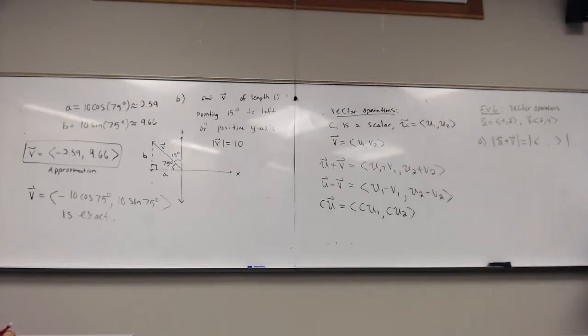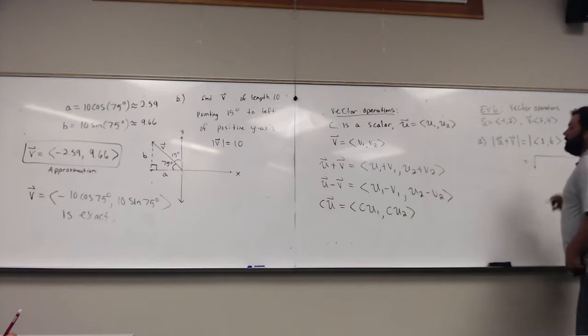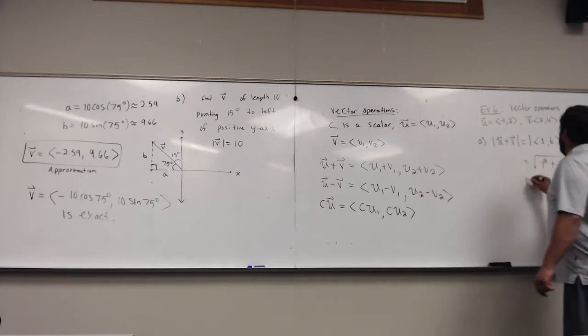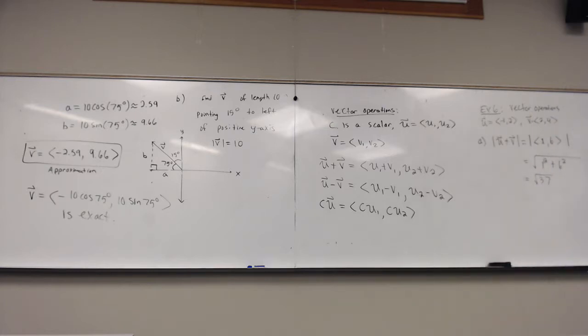So I'll write u plus v in component form. If I'm adding these vectors together, the x component's just going to be the sum of the x components. -1 plus 2 is +1. And then the y component is 2 plus 4, which is going to be 6. And again, the bars denote the length of the vector. And the length is always the square root of the sum of the squares of the components. So we're going to do 1 squared plus 6 squared, which will give you square root of 37. I'm just going to leave that exact as root 37.